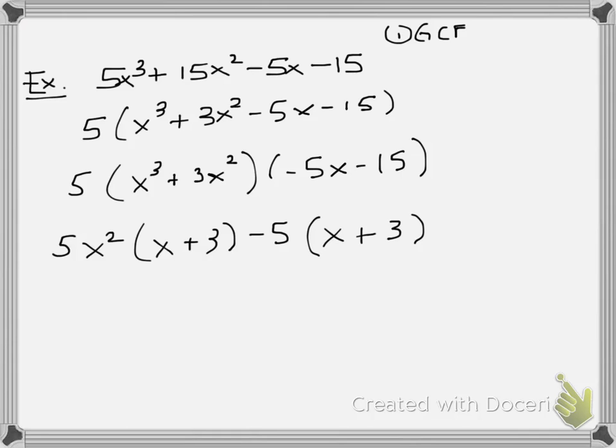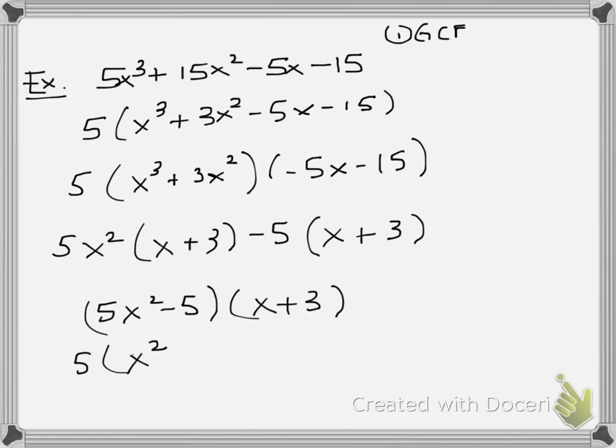If I continue to work this out, I end up with 5x squared minus 5 times x plus 3. Of course, I did factor that 5 out earlier, so I can actually pull that out and end up with x squared minus 1 times x plus 3. Okay, since I just factored out that 5 again.